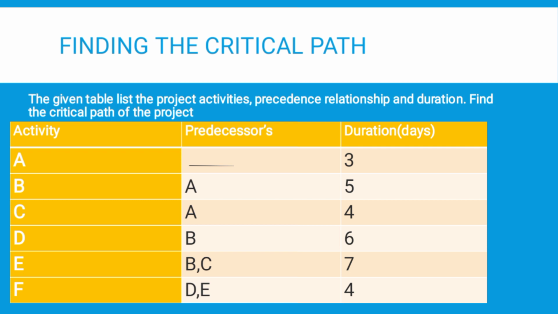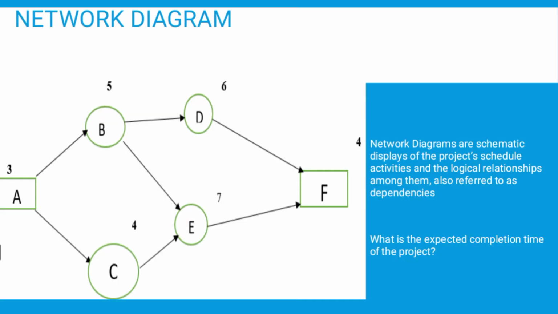So let's try to come up with the paths to arrive at the end activity, which is F. Here we have the network diagram to display our activities. We have A, B, D, F. That is the first path, which shows activity A must happen, then B, D, and F. Then A, B, E, F, and A, C, E, F. So we have three paths, and we will calculate the duration for each.